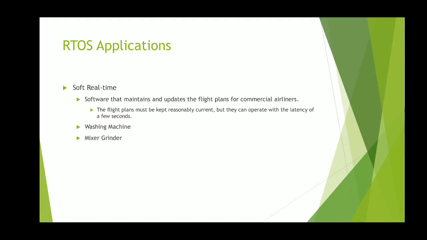Now we can go through applications of soft real-time operating system. This soft real-time operating system is also used for real-time applications, but these applications should not be time critical. And these are some examples of soft real-time operating system. The first one is the software that maintains and updates flight plans for commercial airliners. Here flight plans must be kept reasonably current, but they can operate with a latency of a few seconds. It means that missing the deadline by a few seconds is not causing a problem. So it is an example of a soft real-time operating system.